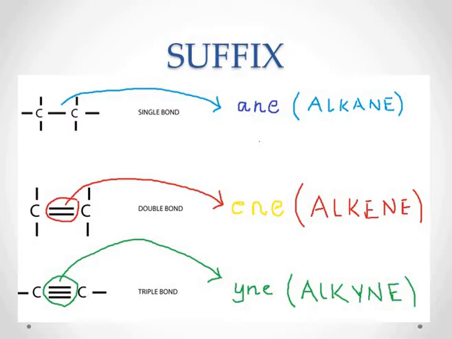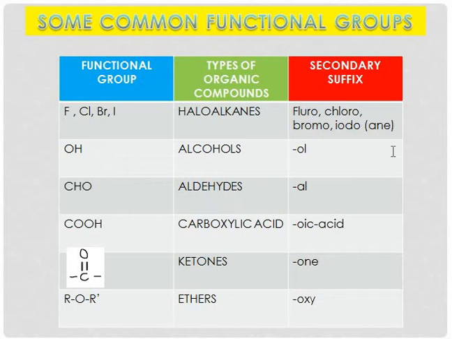Then we have the secondary suffix, which I have listed here. The first one is your primary and this one is your secondary. For the secondary, if OH groups are there, we use the term ol. Aldehydes, al. Carboxylic acid, oic acid. Ketones, one. If it is ethers, then we use the term oxy. So these are a list of some functional groups. Now I'm going to explain how to write the IUPAC names.